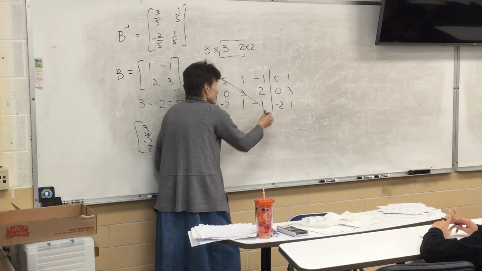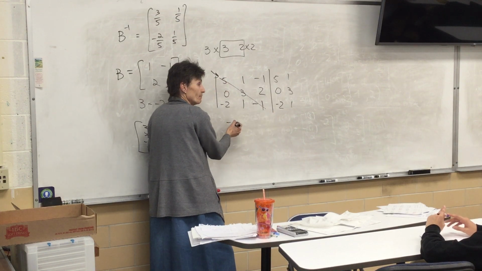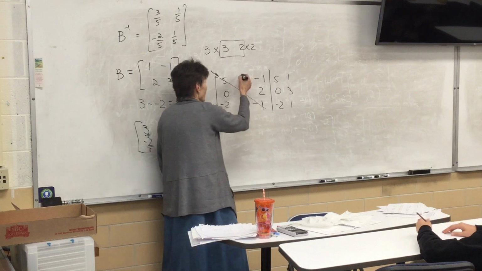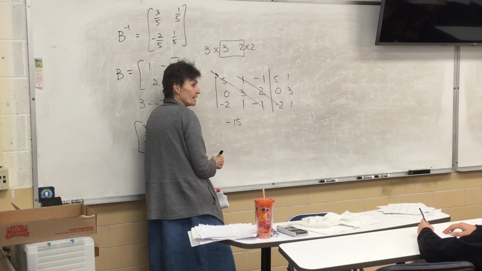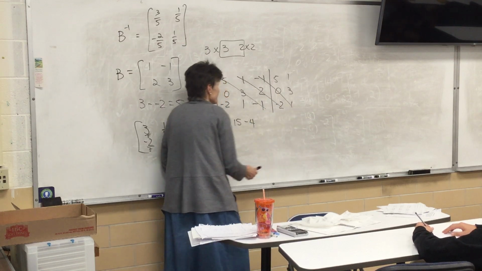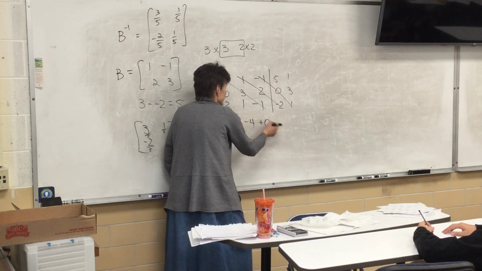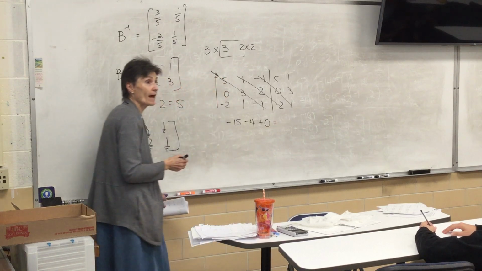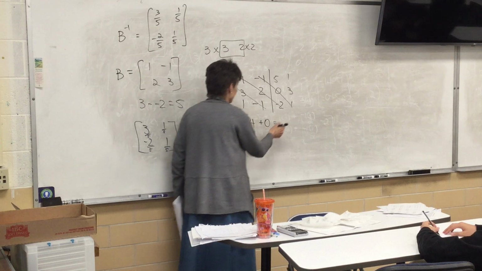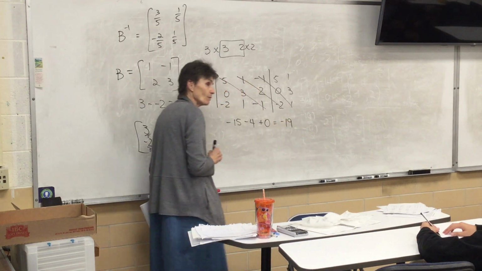So I multiply these together and I get negative 15. Yep. And then I multiply these together and I get negative 4. And then I multiply these together and I get 0. And I total all that up. So that is negative 19, if I added right.